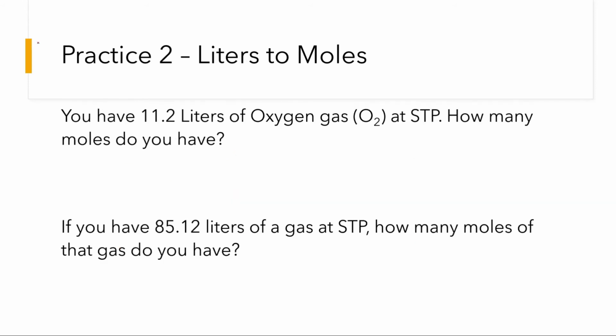For the second practice, we'll be using the same conversion factor, 22.4 liters per 1 mole. But this time we're going to be going in reverse. So here we have 11.2 liters of oxygen, and we want to get moles of oxygen. So in this case, we're going to want to do 1 mole per 22.4 liters. The liters are going to cancel. So this 11.2 divided by 22.4, we get 0.5 moles.